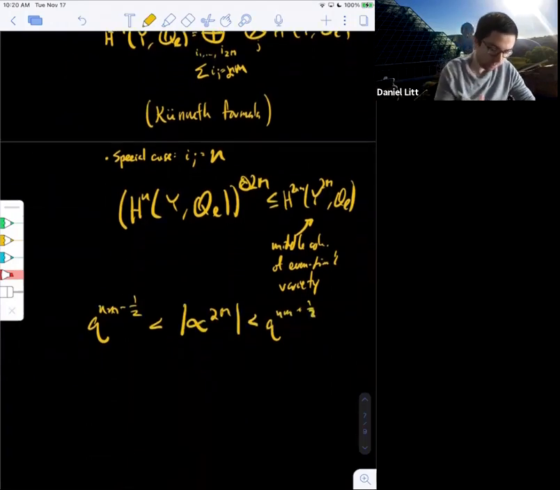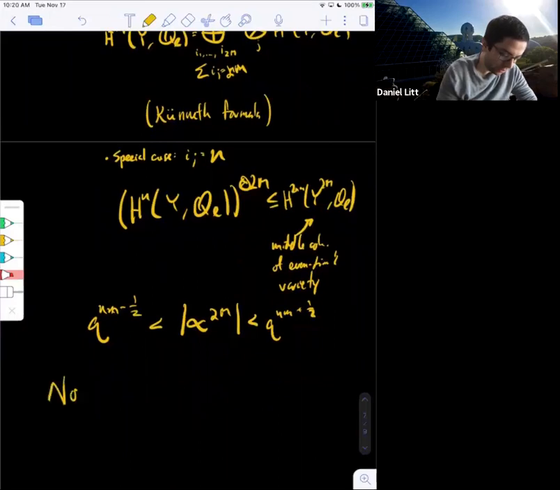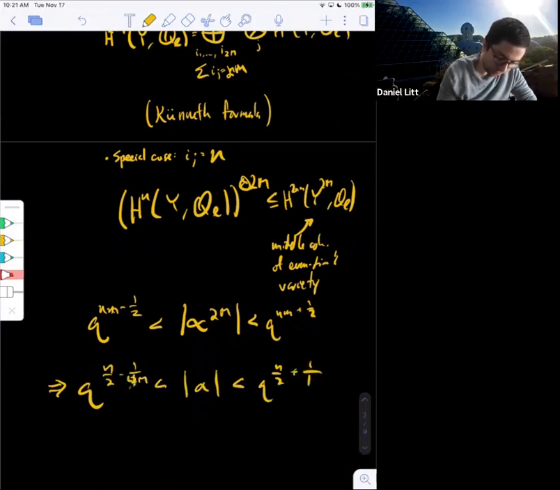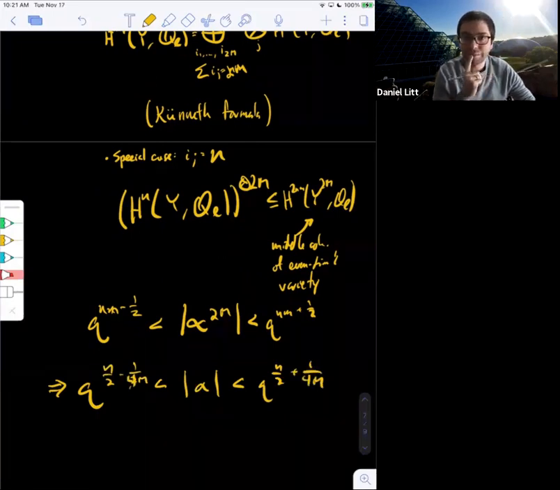Right? Okay, and so now taking 2mth roots, we get q to the n over 2 minus 1 over 4m is less than the absolute value of alpha, which is less than q to the n over 2 plus 1 over 4m. Do you guys agree with this? Great, Freddie has given me a thumbs up.